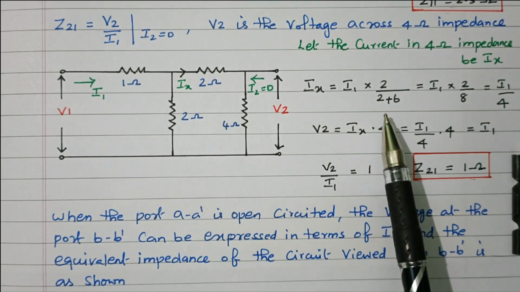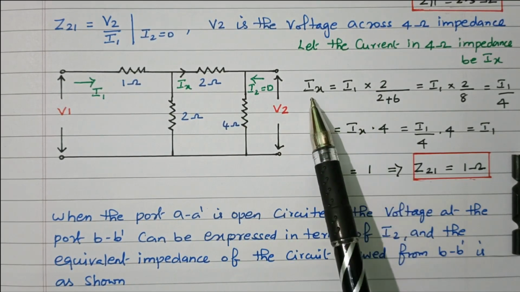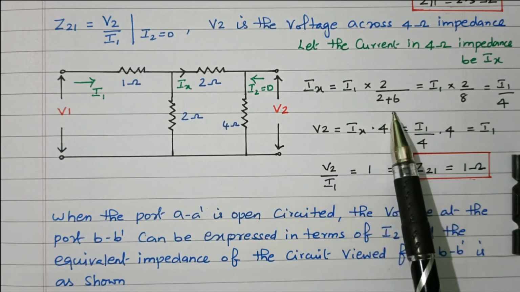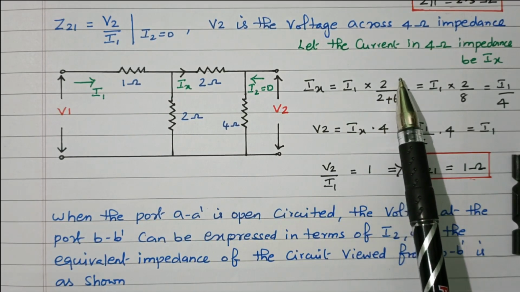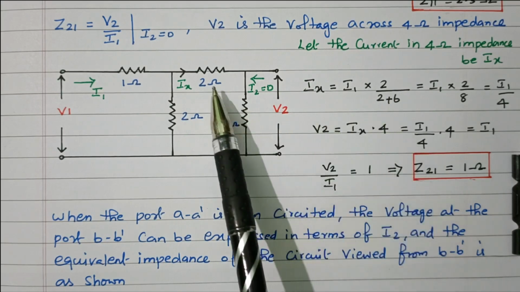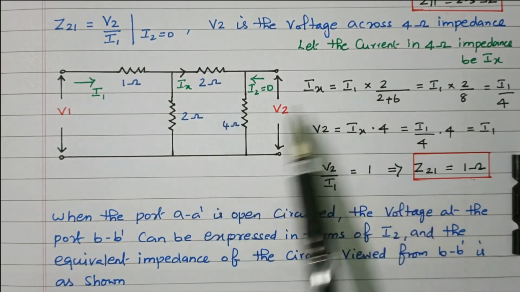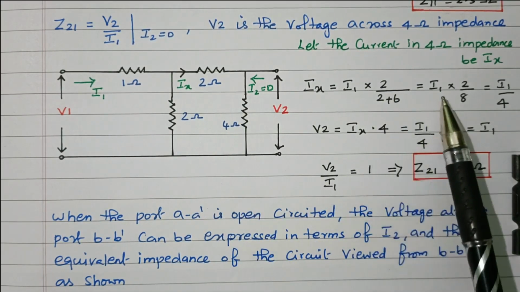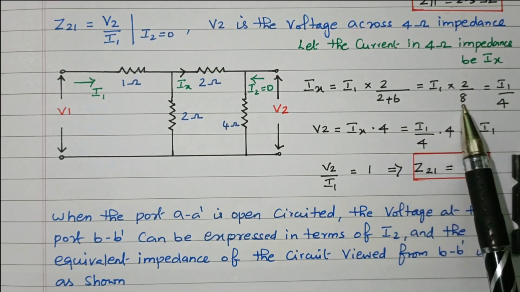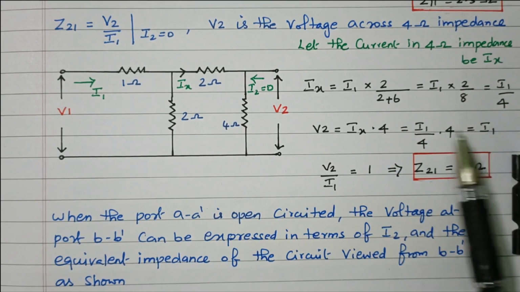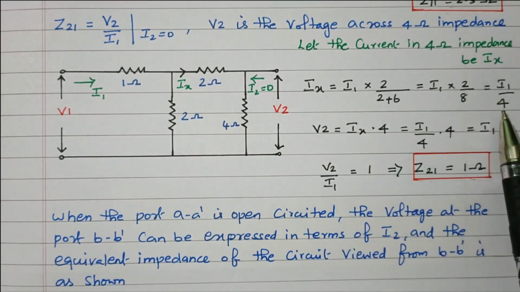Right? In the voltage divider rule, branch voltage equals total voltage multiplied by the branch resistor divided by the total resistor. The same branch resistor, where we need the voltage, that resistor is multiplied. But in the current divider rule, it is opposite. Right? We want the current through this branch, meaning it is multiplied by the other branch resistor, 2, divided by the total resistor. So I1 times 2 divided by 8, and 2 divided by 8 is 1 by 4. So Ix equal to I1 by 4. The current flowing through this 4 ohm resistor is I1 by 4.